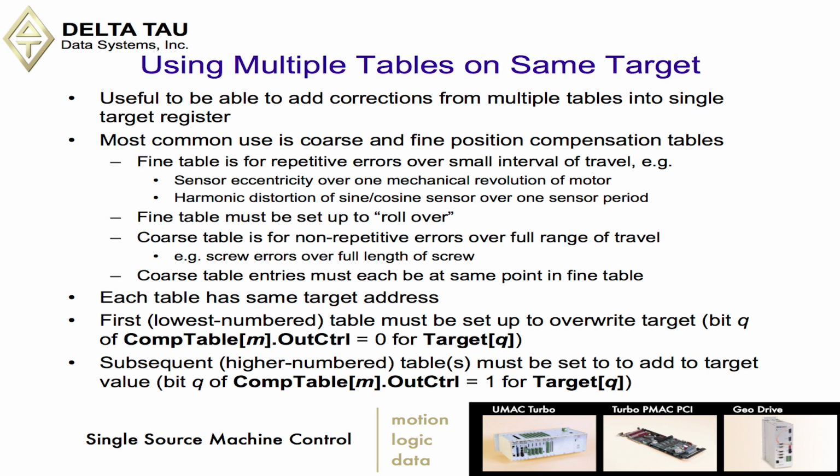So each table will have the same target address, and then the output control: the lowest numbered table should be set to overwrite the target. Bit Q of CompTable[m].OutputCtrl should be set to 0, and the subsequently higher numbered tables must be set to add to the target value. Bit Q is set to 1.